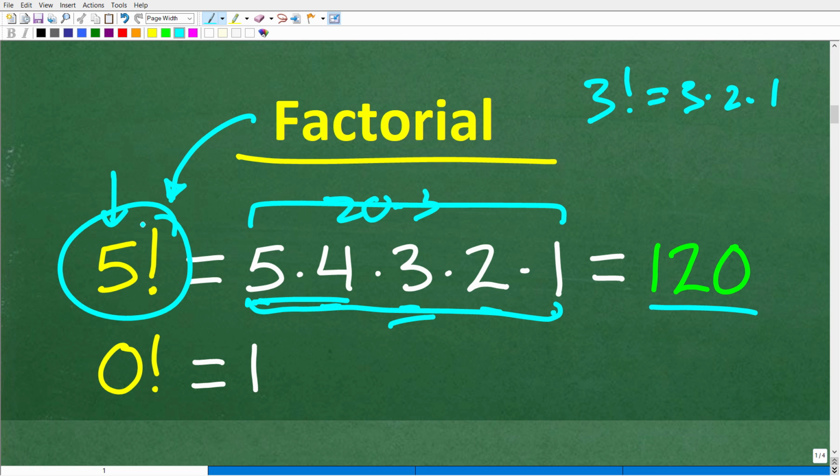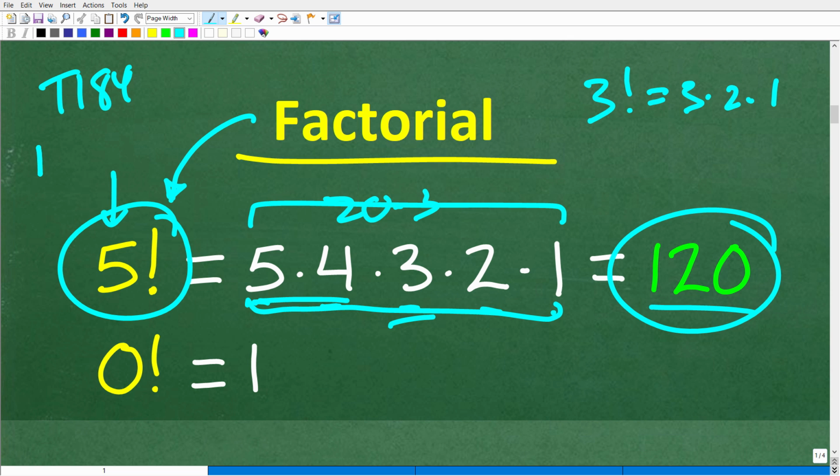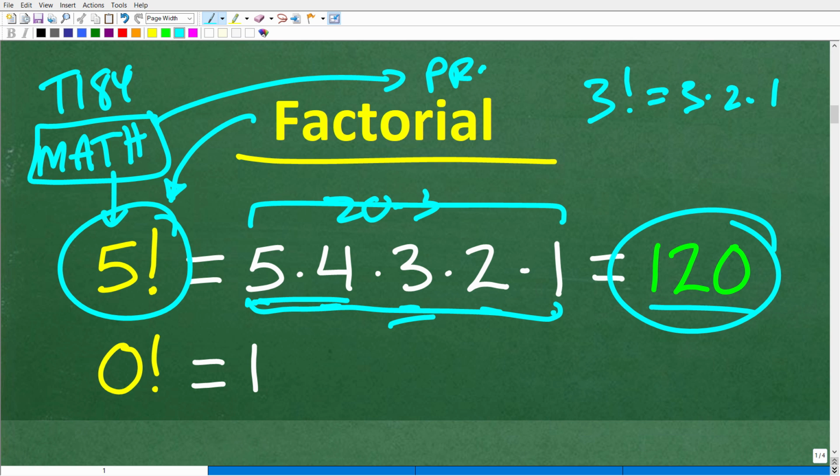So 5 factorial is equal to 120. Now, for those of you that do have a scientific calculator or a graphing calculator, you're going to have to go into the various functions. If you're dealing with a TI-84 or TI-83, you're going to have to go into the math function, if my memory serves me correctly, and then go up into the probability navigation menu, and then go down and find that factorial.